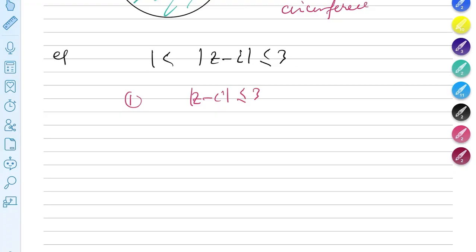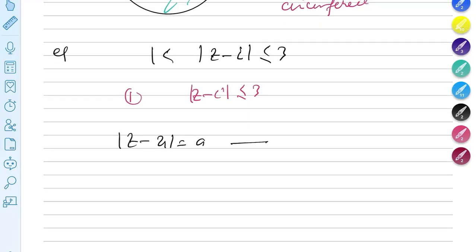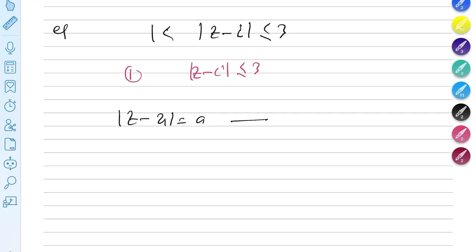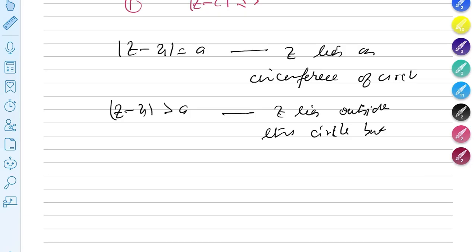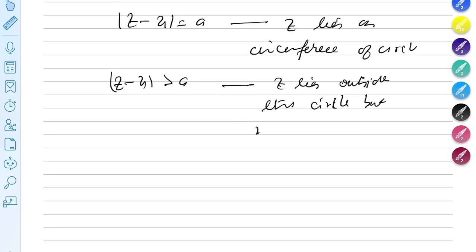The important thing is, if someone says modulus of Z minus Z1 is equal to A, it represents the circle, meaning Z lies on the circumference of the circle. Whereas if I say modulus of Z minus Z1 greater than A, Z lies outside the circle, and the circumference is not involved.